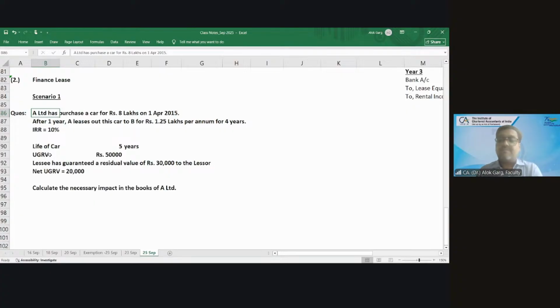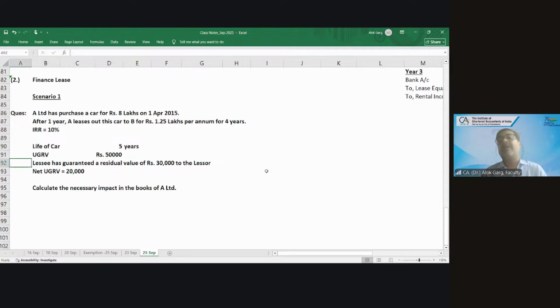And what is the lease term? 4 years. So it is covering 100% of the remaining life. So is it an indicator of a finance lease or not? Yes, it is an indicator of finance lease, right? Unguaranteed residual value means normal residual value is given as 50,000.